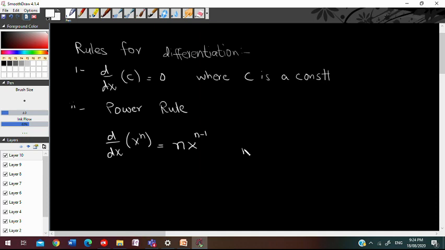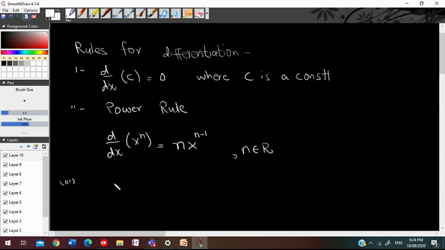Here n is any real number. It may be positive, negative, or fractional, meaning it's a real number. Now I will apply these rules in your exercise questions, and then you can see how the change occurs by using these differentiation rules.